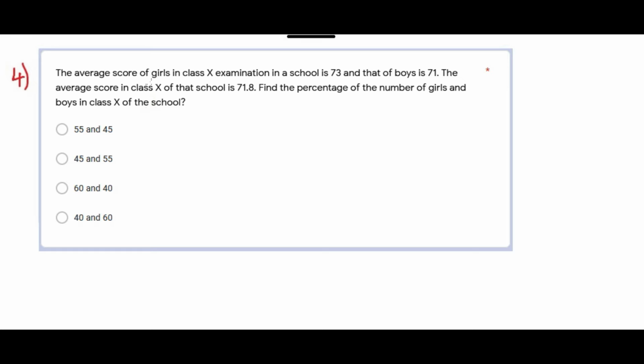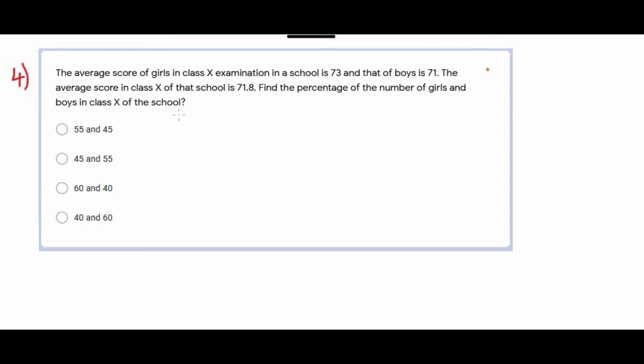The average score of girls in the class 10 examination in a school is 73 and that of boys is 71. The average score in class X of that school is 71.8. Find the percentage of the number of girls and boys in class 10 of the school. It's a very simple question.